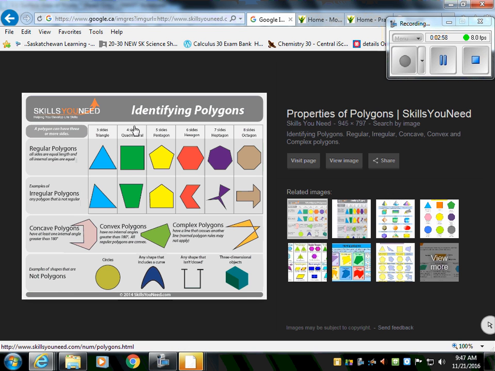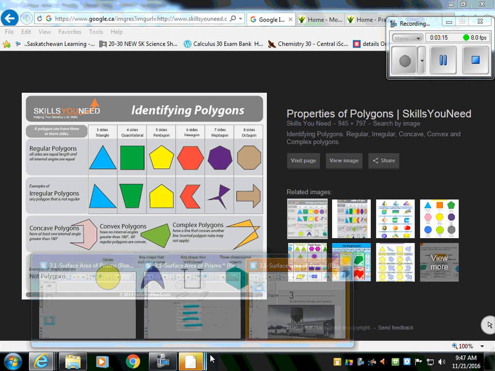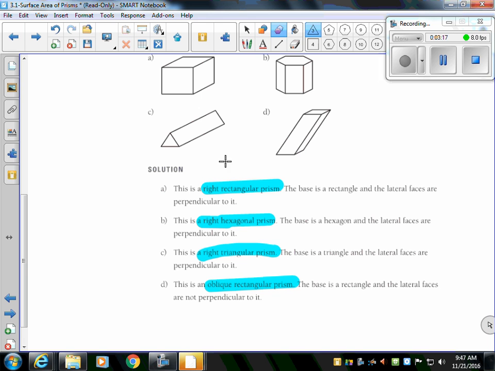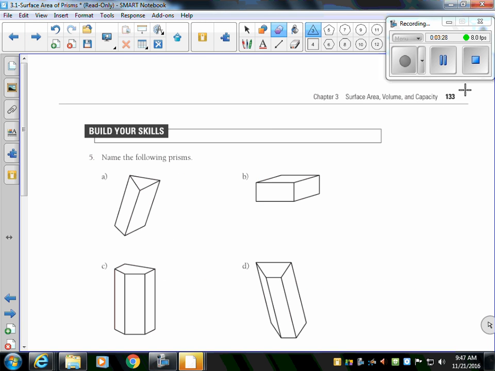So if we look, three-sided is a triangle, four-sided quadrilateral, five-sided pentagon, six-sided hexagon, seven-sided heptagon, and eight-sided octagon. Okay? And you can always look these up. And so we'll use them, plus we will use the fact whether they form 90 degrees to the base or they form different degrees to the base to tell whether they're right or they're oblique. Okay, good luck naming those things.